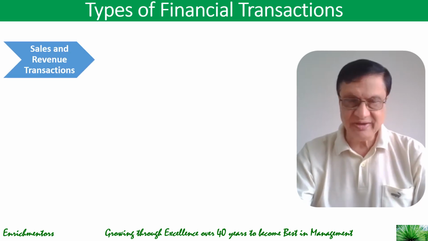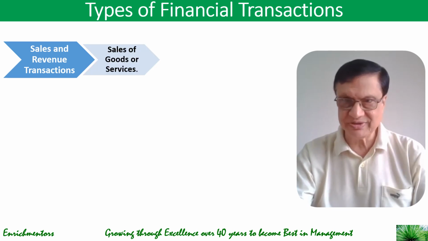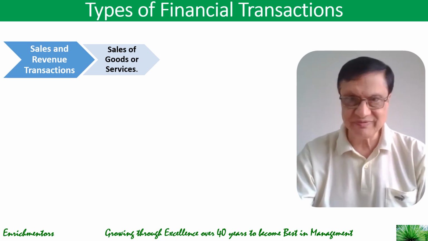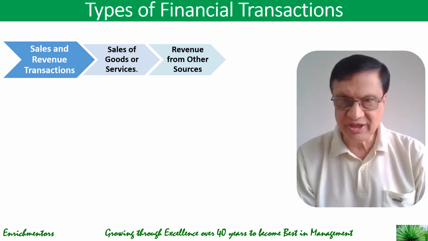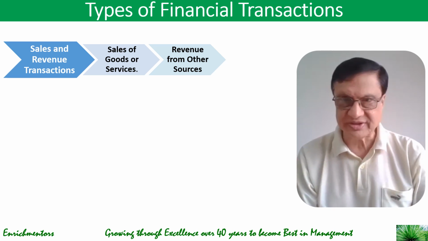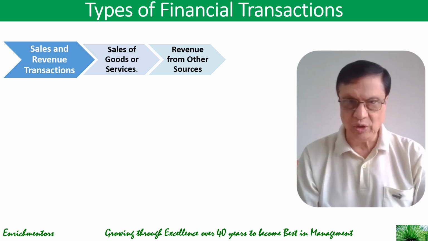Starts with sales and revenue. There could be sales of goods and services, where a business or an individual sells products or services to a customer. It could be revenue from other sources, income generated from other activities such as interest earned, rental income or royalties. It could be many more.